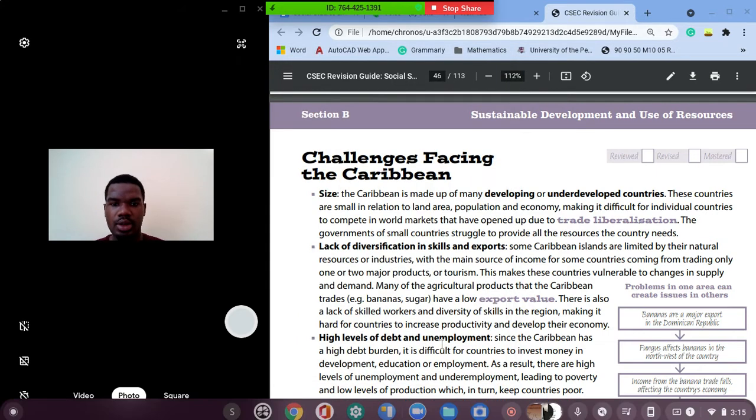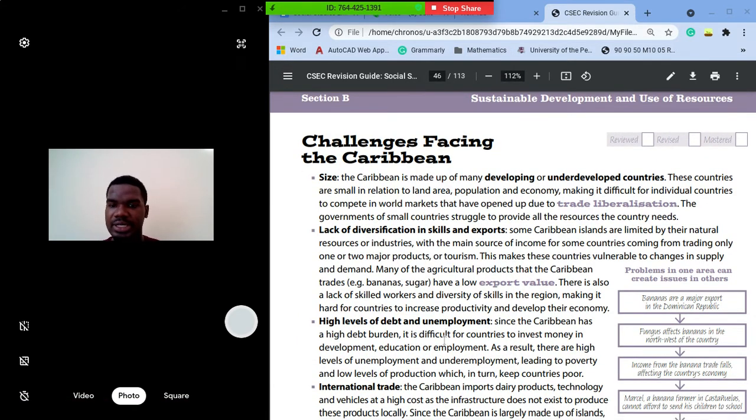Alright. Now, as I said, lack of diversification in skills and exports. Some Caribbean islands are limited by their natural resources. So we can't actually manufacture bauxite into its secondary product. We have bauxite, but we need alumina and aluminum, and we can't produce it. So we need to go to another country, and this makes us vulnerable in supply and demand. Because if we are exporting our bauxite to Britain, they can decide what they would charge. You understand?